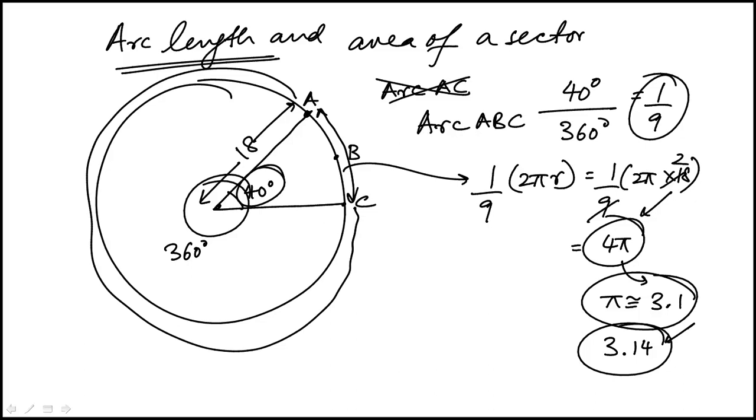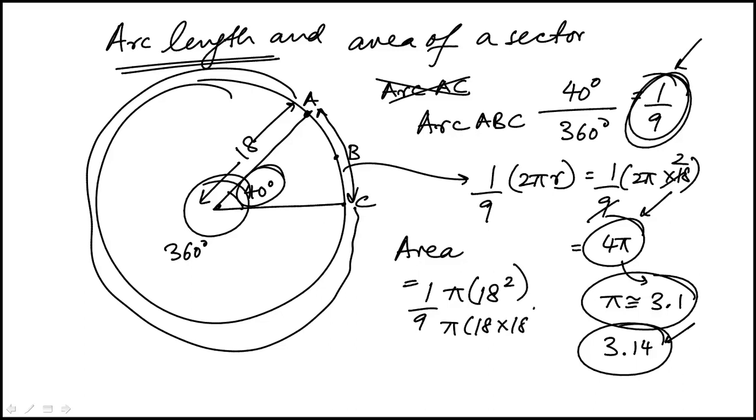Now, same thing for the area. The approach is, once you find the fraction that this arc is of the entire angle, then the area is just 1/9 of pi r square, where here the radius is 18. So it's pi times 18 times 18 over 9. 9 goes into 18 twice, so this is 36 pi. So that's the general approach for computing the area and the length of these arcs.